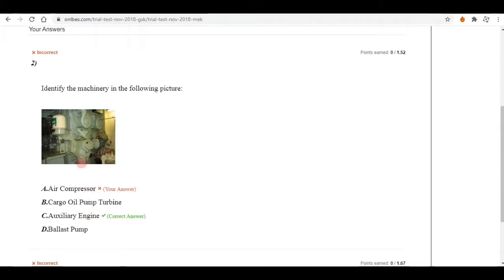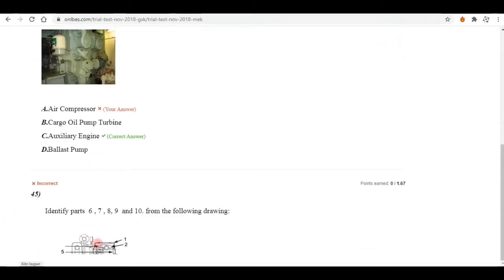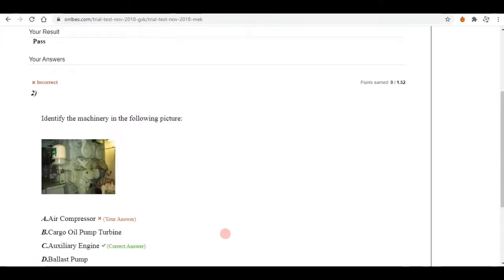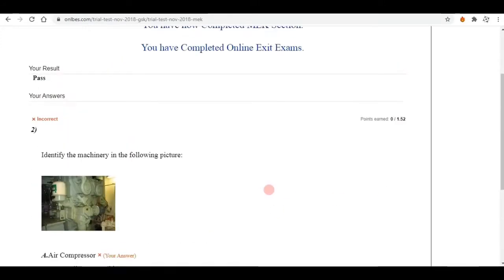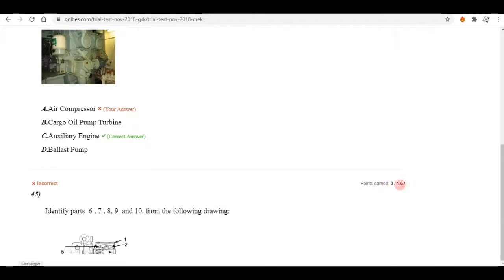So this is not a picture of an air compressor, it's a picture of an auxiliary engine. And the last one, the engine one, is also incorrect. So far I got 1.67 marks in that. I guess it's showing points and I don't know what it means. Okay, it says 0 out of 1.67, so I didn't earn any point. If one option is incorrect, then it is incorrect. But the 7th, 8th, 9th and 10th ones were correct, I am dead sure.